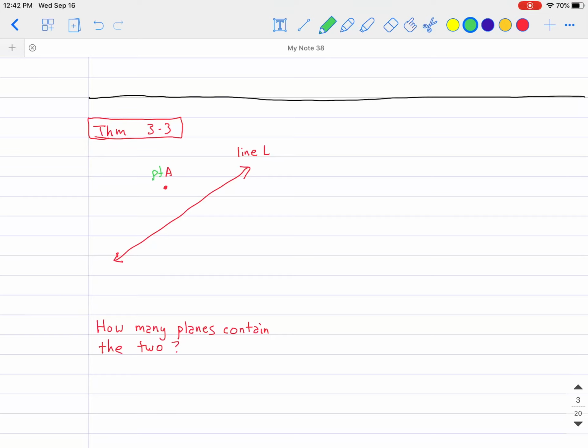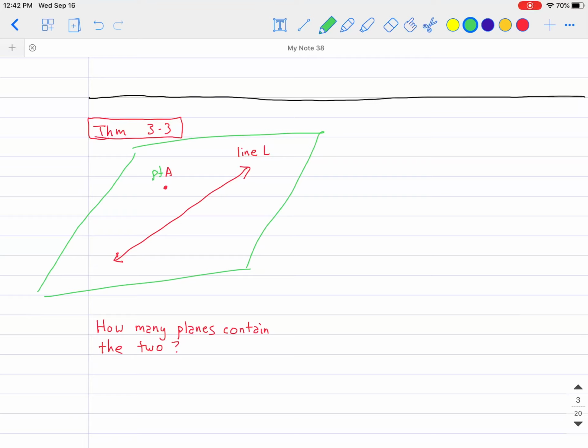I would like to think that there's only one plane that contains them. So that plane is going to be something like this right here, right? If you take a pencil and a single point somewhere, you can visually probably see that if I put them both on the table, that table is going to be the plane. So there it is.